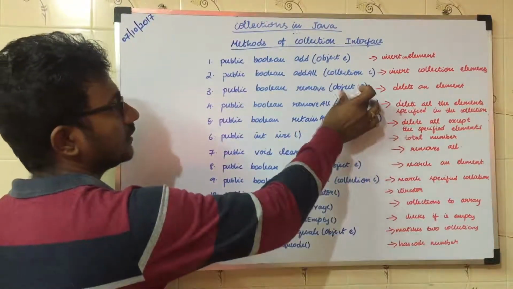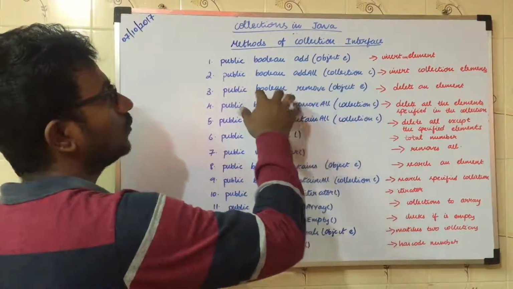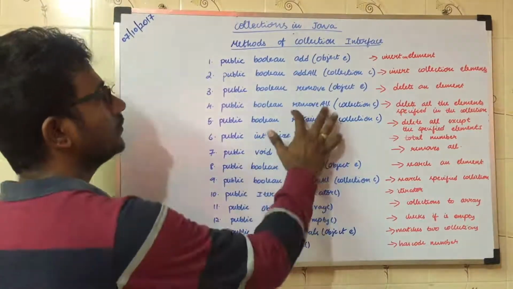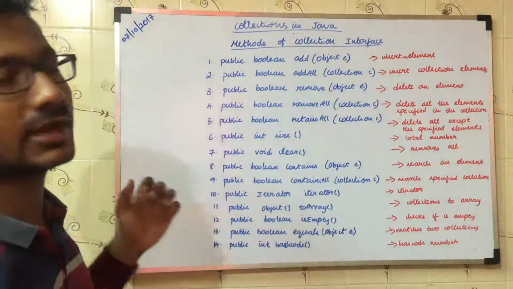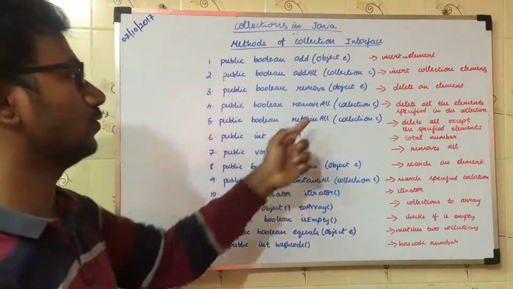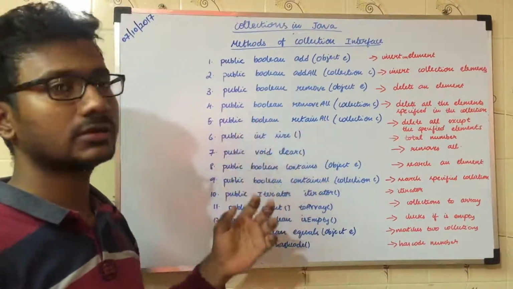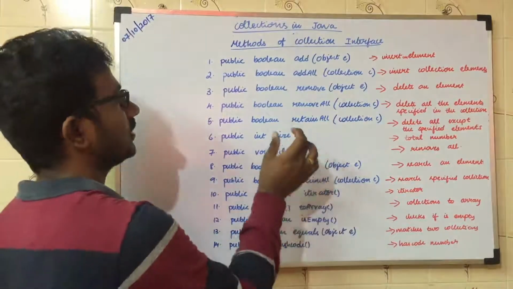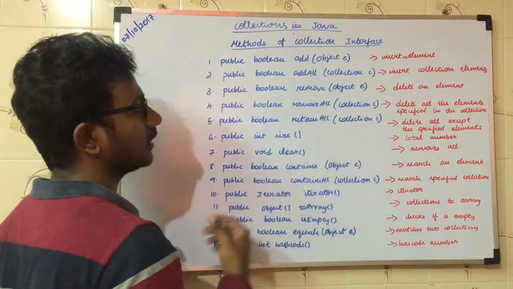Remove means the element or object that we send in the argument is removed from the target collection. If that operation is successful, it returns true, else false. removeAll means the elements present in this collection are removed from our target collection. Operation successful means true, else false. retainAll is just the opposite of removeAll. It will try to remove all the elements present in our target collection except the elements of this collection. Size returns the collection size. Clear removes all the elements present in the target collection.